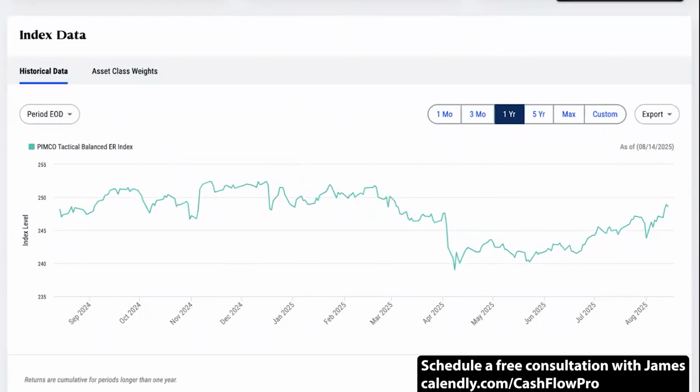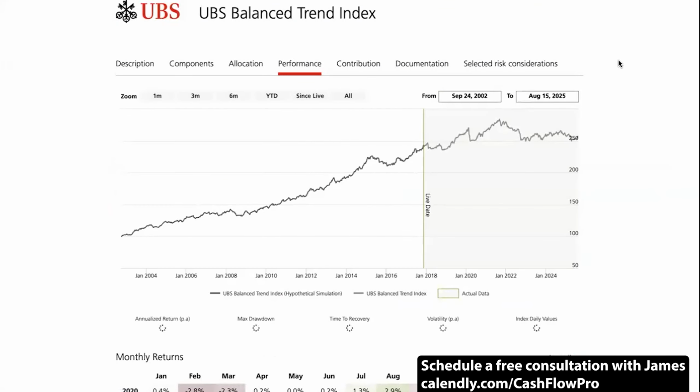And this one is going to be more in line with what most of your volatility indexes experience. All right, this is the UBS Balanced Trend Index. Here's where it went live. Prior to this was backtesting in the low interest rate environment. Backtested very good, as all of the volatility indexes did. This was also a pretty good time in the market.